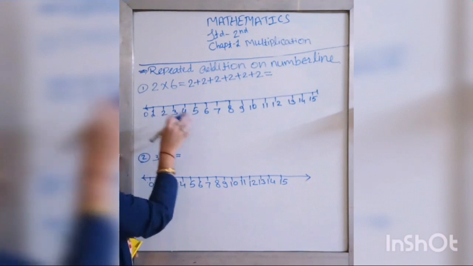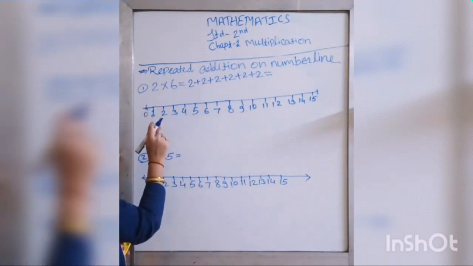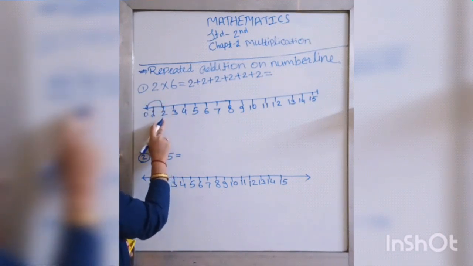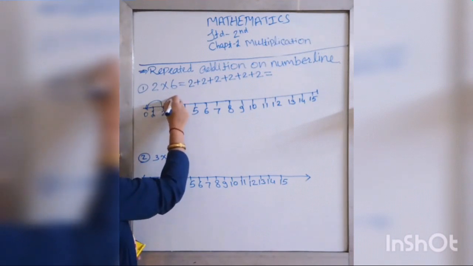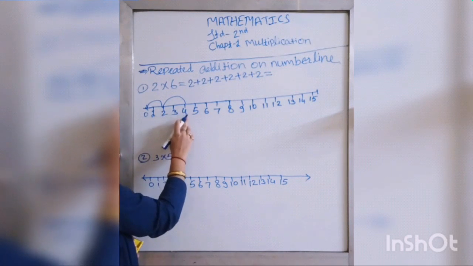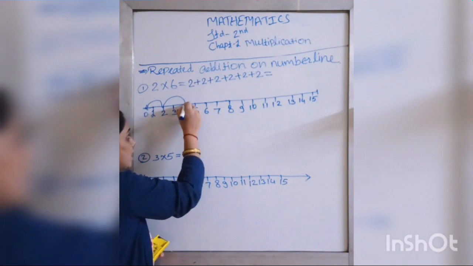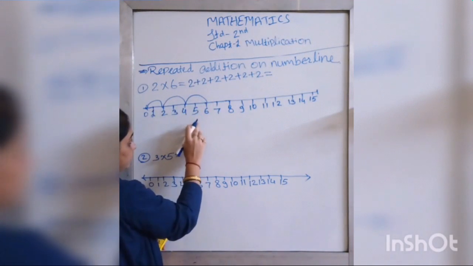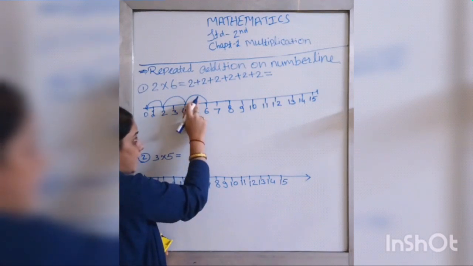Start jumping two numbers towards the right side. Start with the first one, 1, 2. 2 ones are 2. Now again 2 numbers towards the right side. What is the number? 1, 2, that is 4. It is 2 times. Now again jump 2 numbers towards the right side. What is the number here? 6. It is 3 times.